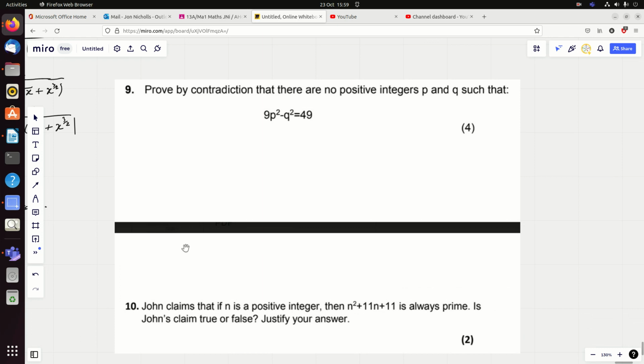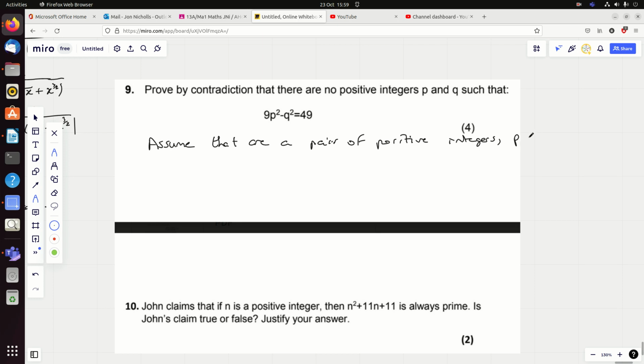Okay, proof by contradiction. If you start a proof by contradiction, always start with this word or kiss goodbye to 1 mark. Assume that there are a pair of positive integers p and q such that 9p squared minus q squared equals 49. So we've basically assumed that this is soluble in integers, which we're then going to show, if we assume that, we arrive at a contradiction.